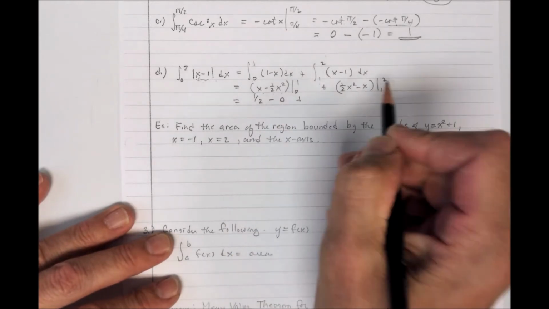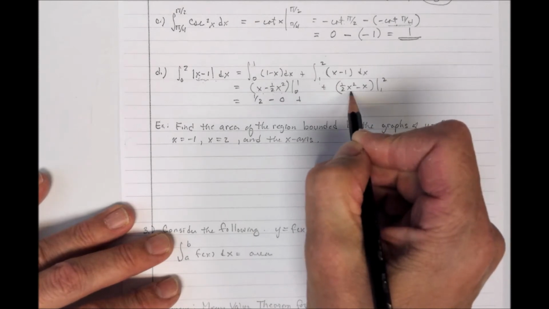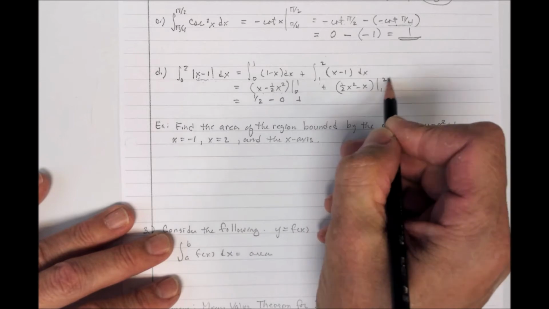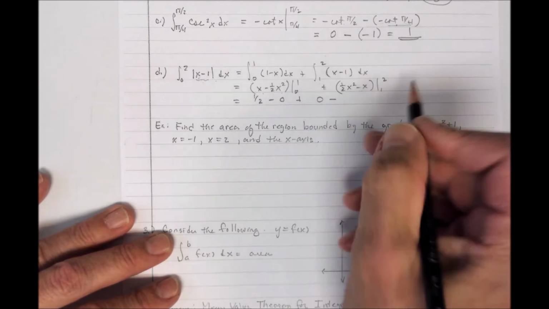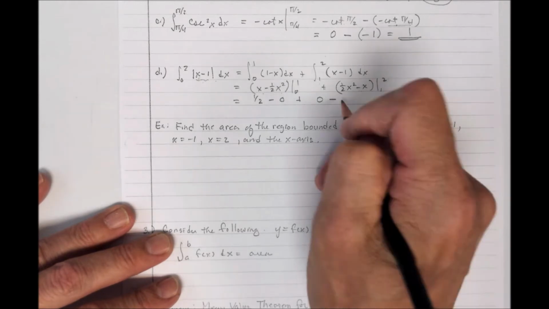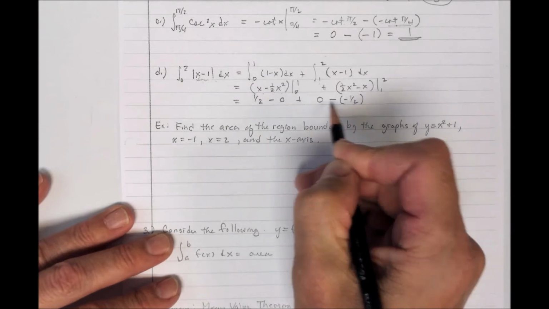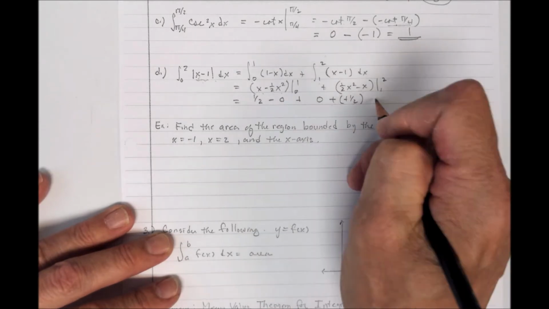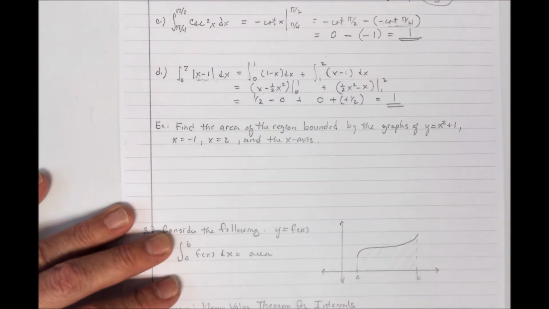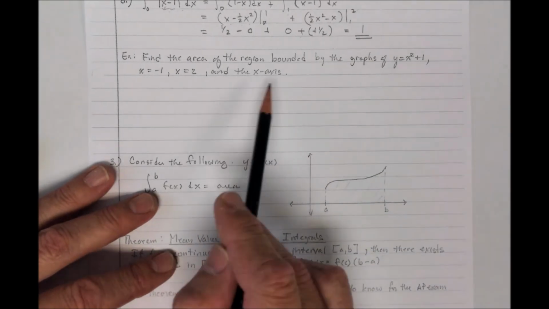Plus, plug 2 in. I get 1/2 of 2 squared, so 1/2 of 4, which is 2, minus 2, that's 0, minus, and then I plug 1 in, what do I get here? I get 1/2 minus 1, that's negative 1/2. So I get minus negative 1/2, that's plus 1/2, and I get 1. There's my answer.